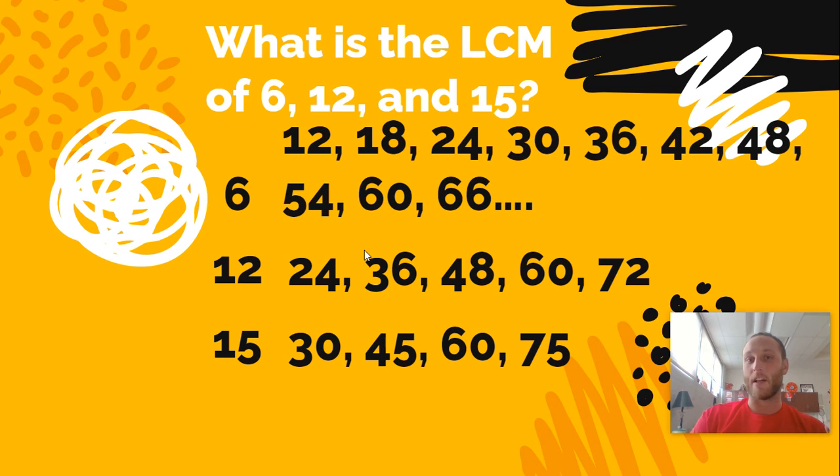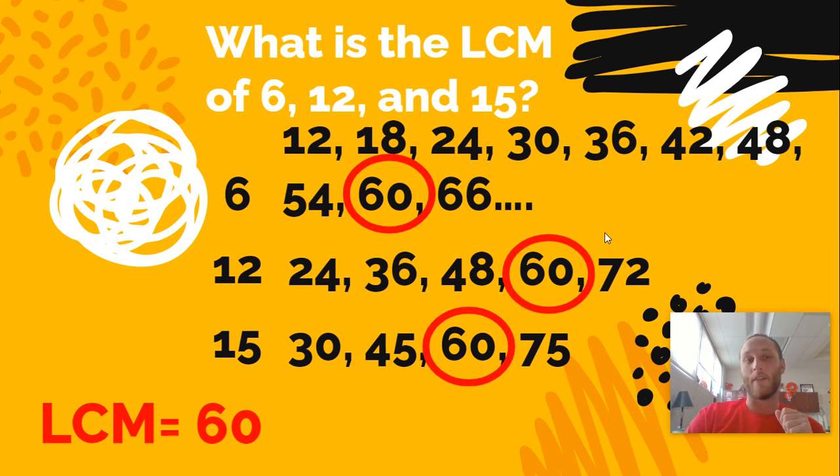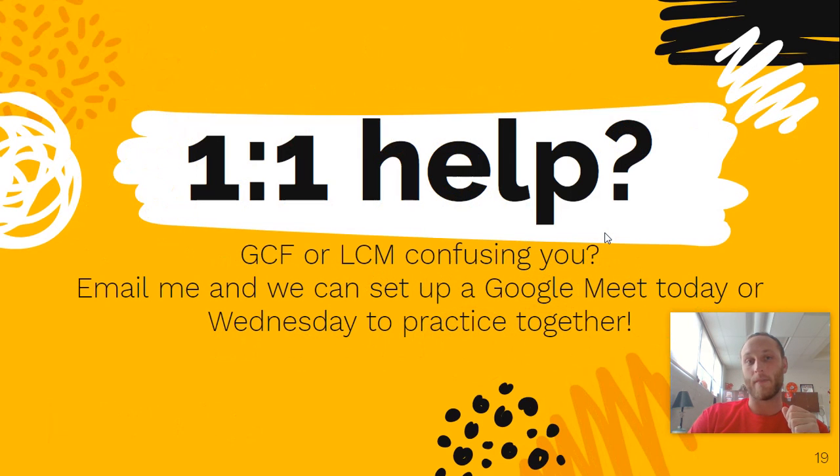So if I go back to the 6 and I start adding more multiples, now I have 42, 48, 54, 60, 66. Boom. I finally see that 60, 60, and 60 is going to be in common between 6, 12, and 15. So it took a while to get to that 60 for the 6 up here, but we eventually did find it. So 60 would be the LCM of 6, 12, and 15.